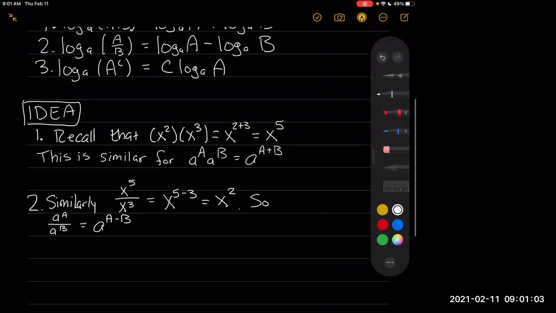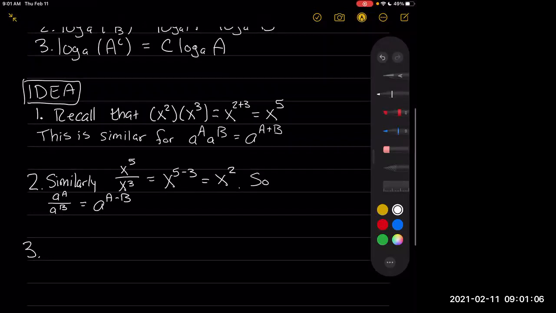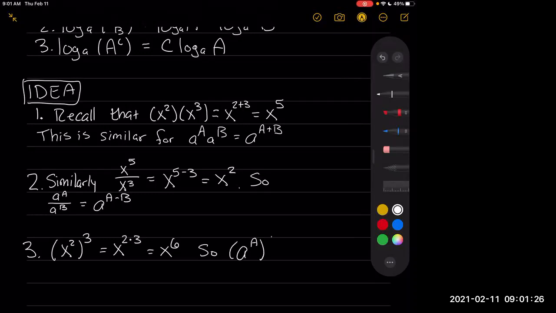And then lastly, the idea for number 3 is if we were to have x squared all raised to the 3rd, this would give us x to the 2 times 3, which equals x to the 6th. So if we were to have a raised to the A all raised to the C, this would equal a raised to the A times C. So that's why we have C times log base a of A up here.